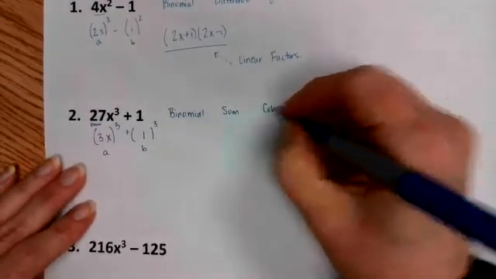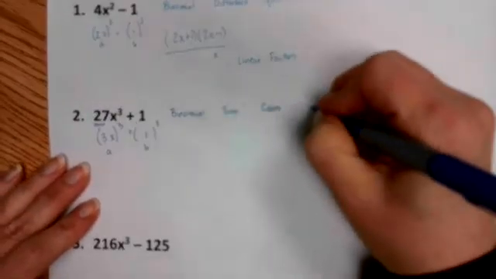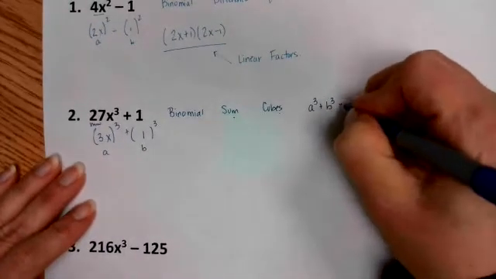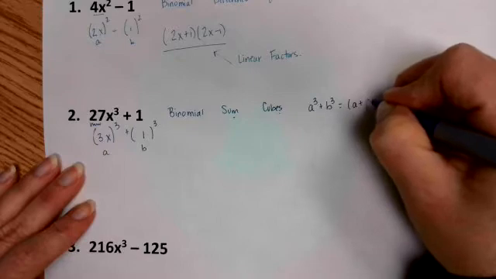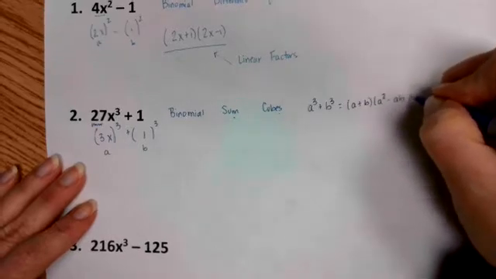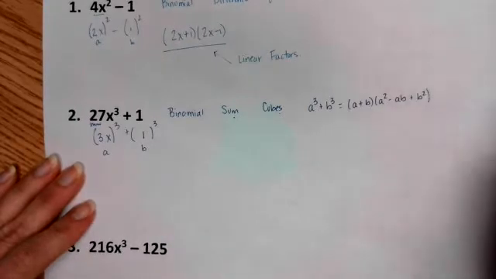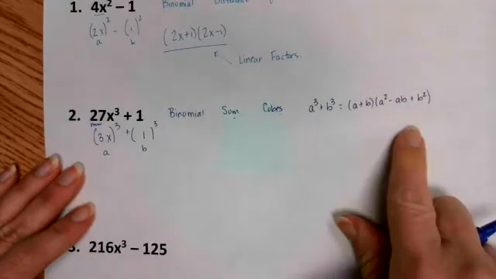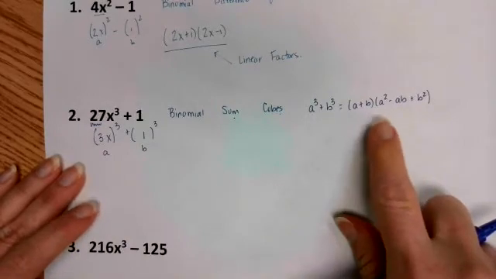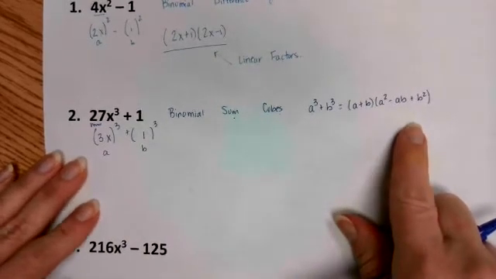But here's my formula for a sum of cubes. So a cubed plus b cubed. The more you write this, the more likely you are to have it memorized. So I highly recommend writing this down every time you use it. That's really the only way that I have it memorized. When I was in school, we didn't do sum or difference of cubes, so I never memorized these. I memorized these as a teacher because I write it down a lot.